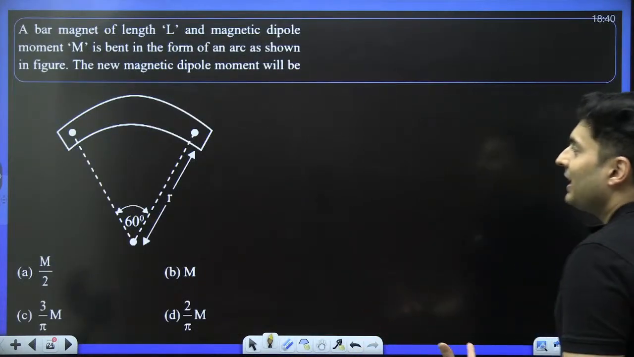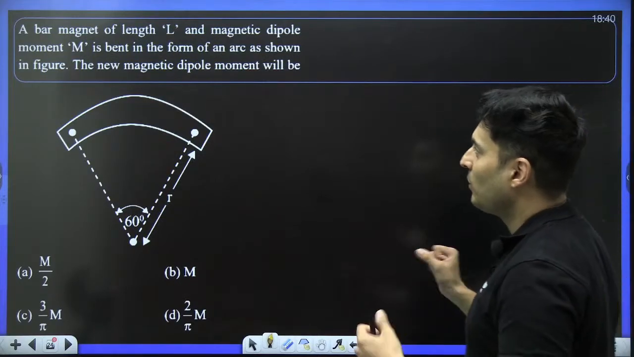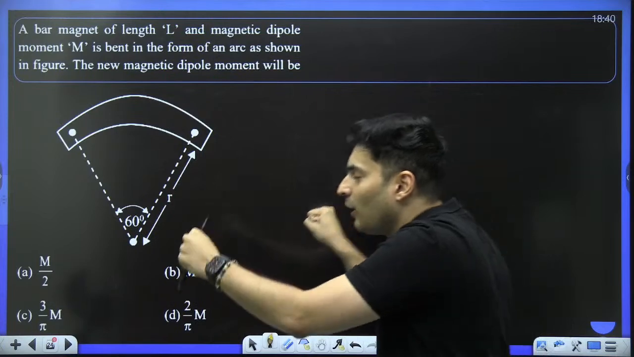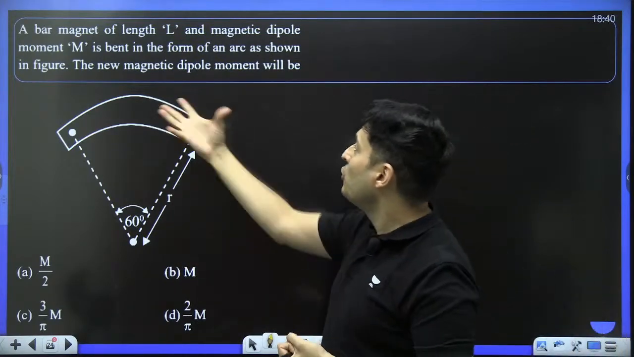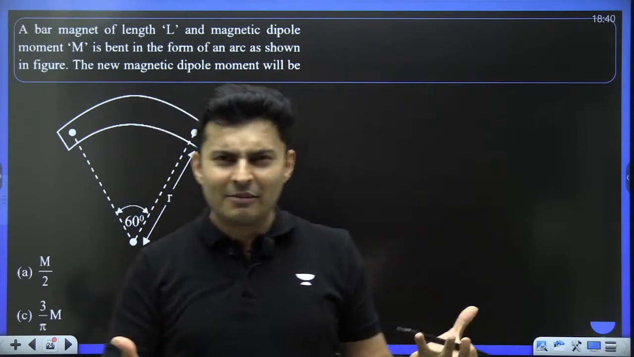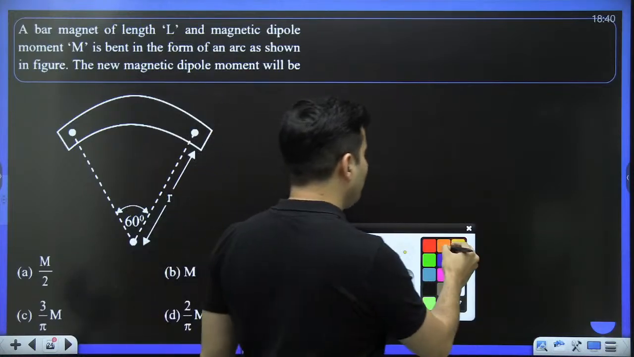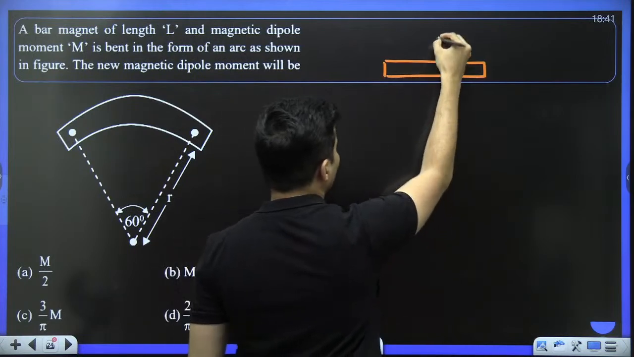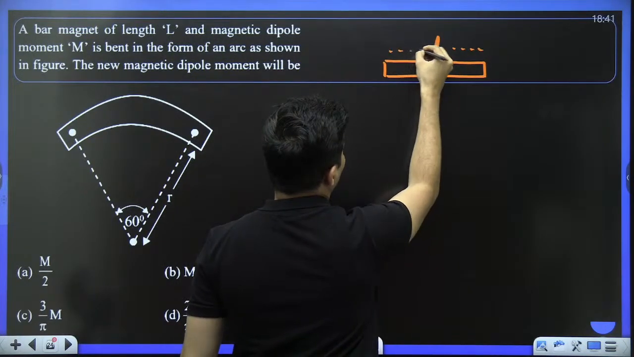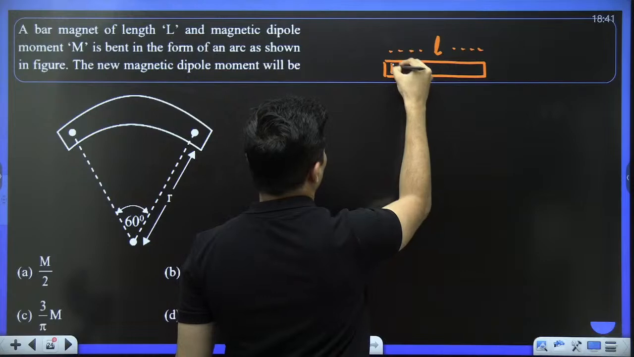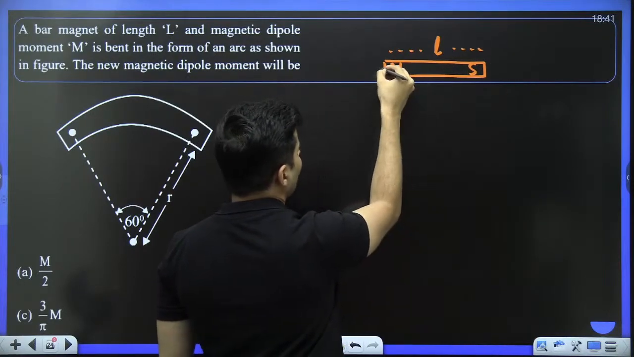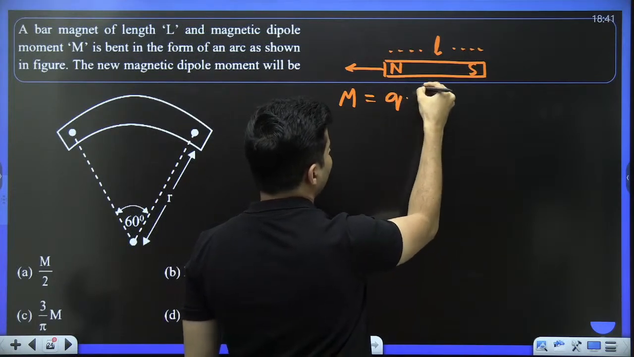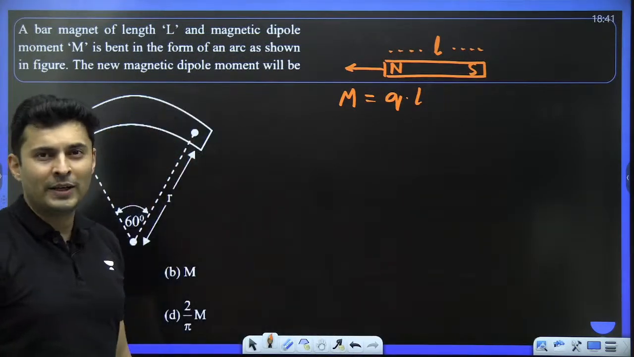Okay. Now this is a very interesting question, because here there was a bar magnet and you have turned it, made it into a curved magnet. Question is, what is the new magnetic dipole moment? Very interesting. So let's draw the previous diagram, although it is not there in the question. Here the length would have been L. This would have been North Pole, this would have been South Pole. It would have its own magnetic moment, which would be Q into L.